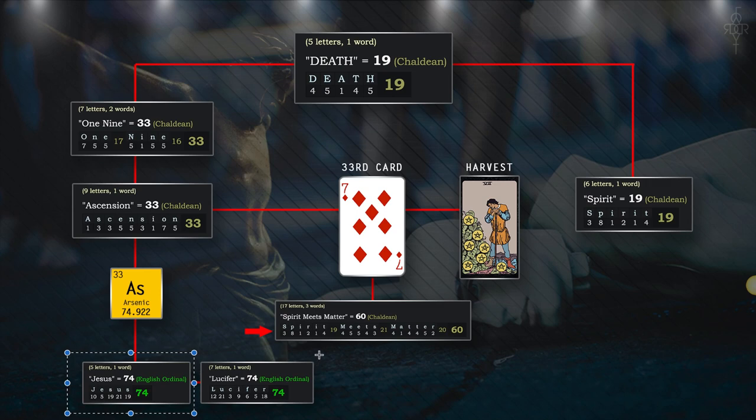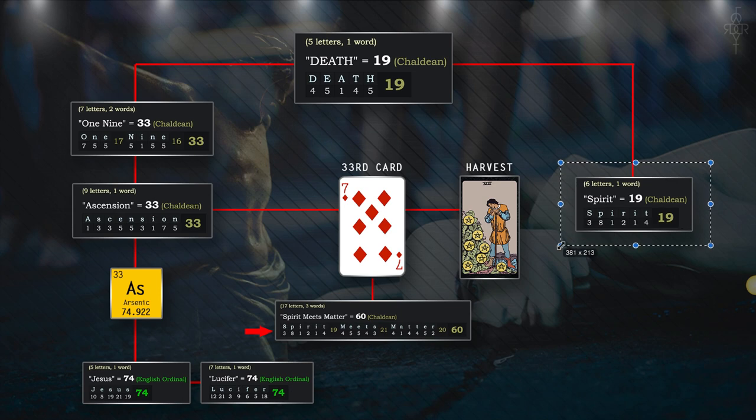But what throws a big wrench in all of this is his counterpart is Lucifer, which many believe to be the devil. His name also equals the number 74. So now we have a little bit of controversy going on here. Are we talking about the same entity? That leaves it up to you as the observer. Let's keep going.